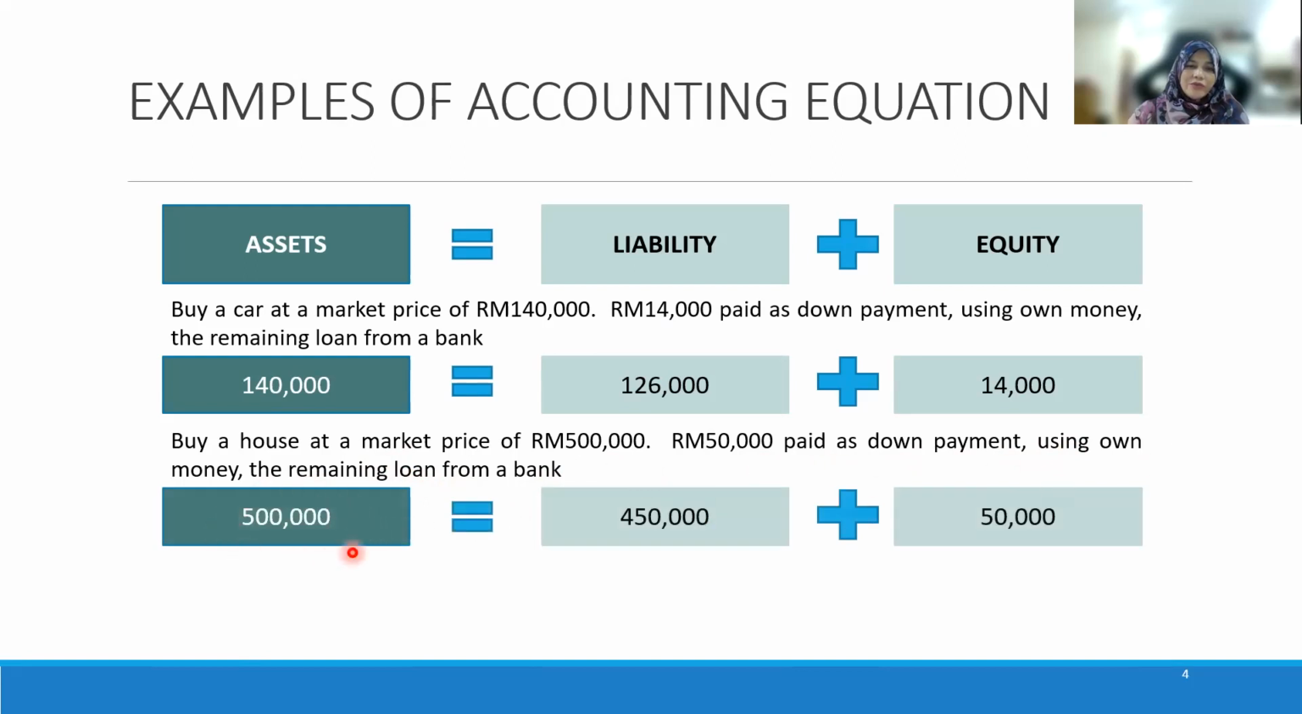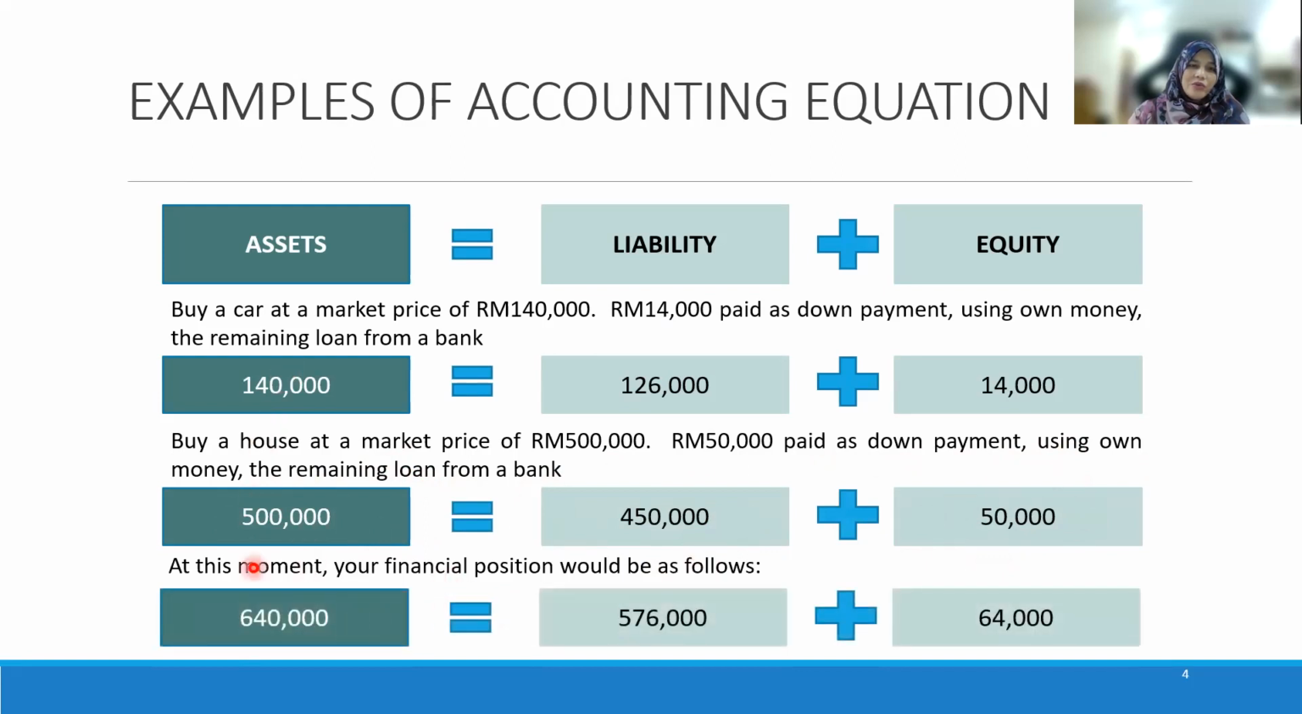So now you have to record a house which is 500,000, where 50,000 is coming from your own money, and the remaining 450 coming from the loan. So now in total, how much asset do you have? At this moment, your financial position would be the total of a car and house, which is 640, and then the amount of equity is 64, the 14,000 plus 50,000.